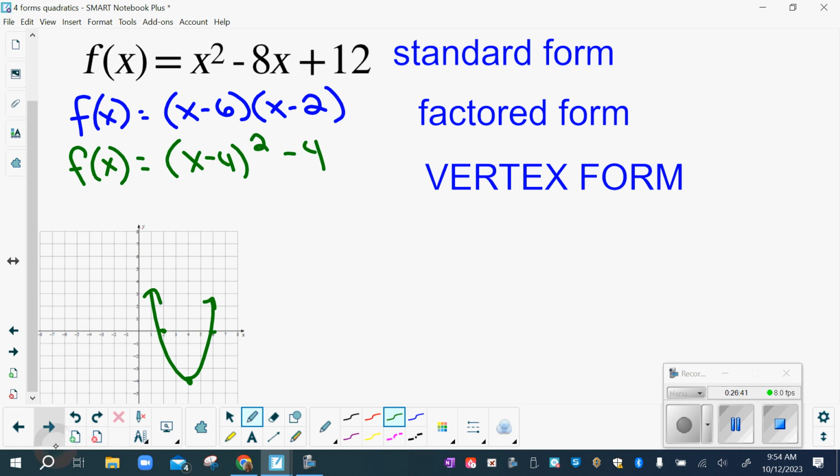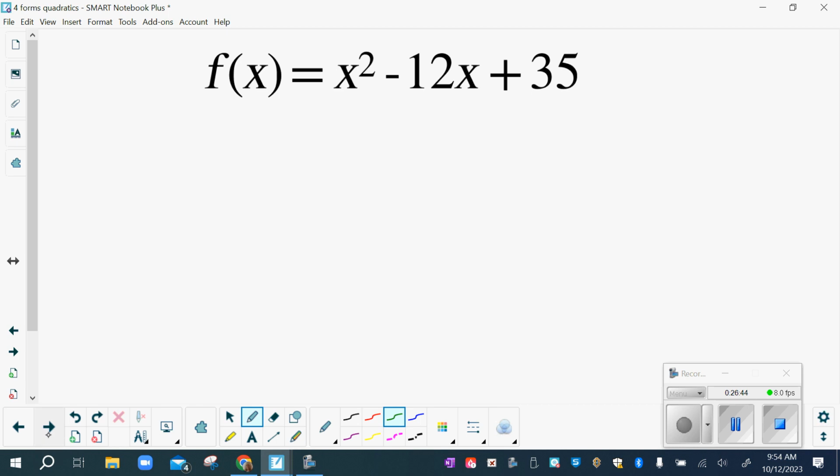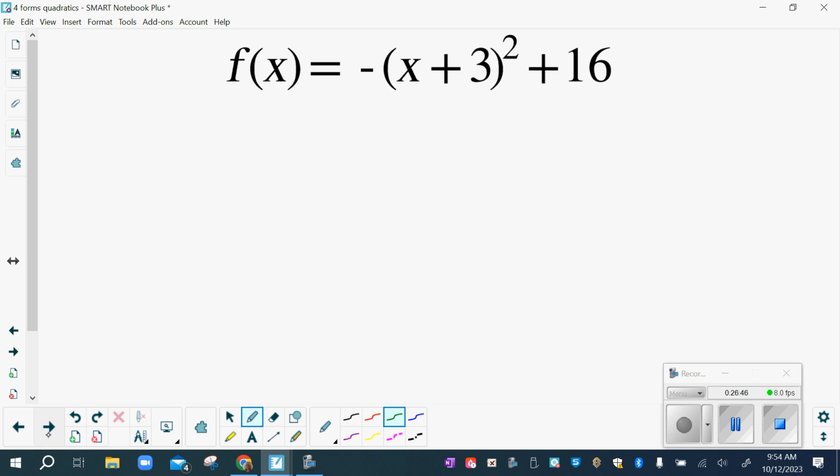But I want to show you. The last thing we're gonna try is this. We're gonna do all 4, but I am not starting you with standard form. Here's the nice thing. I've already done the vertex form for you. So let's see if we can get the standard form and then factor form, because we're jumping around.